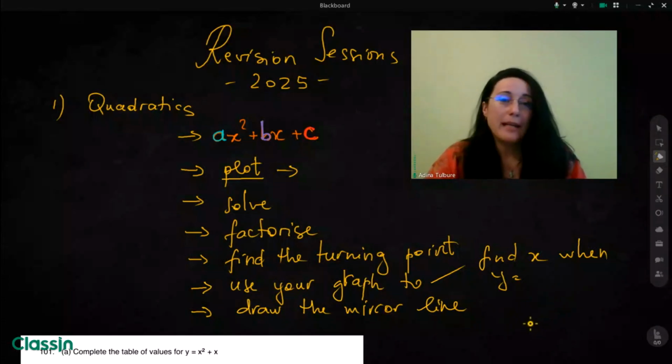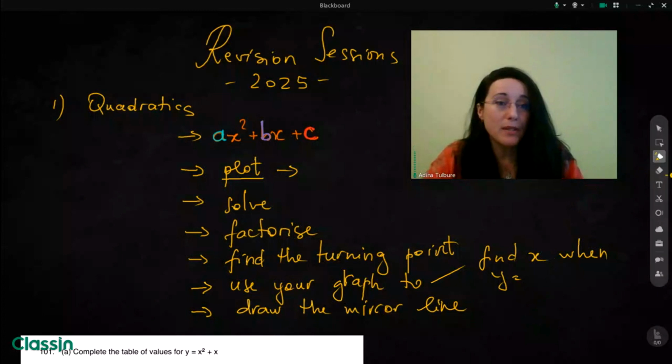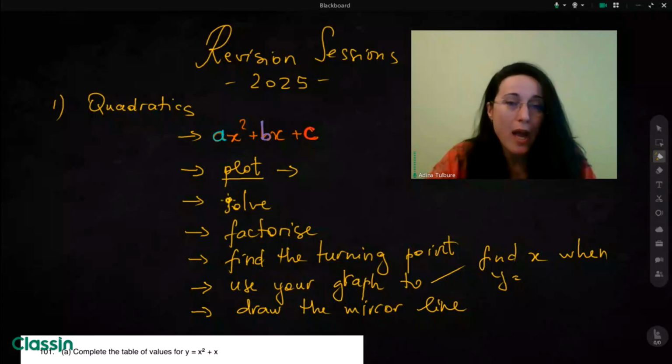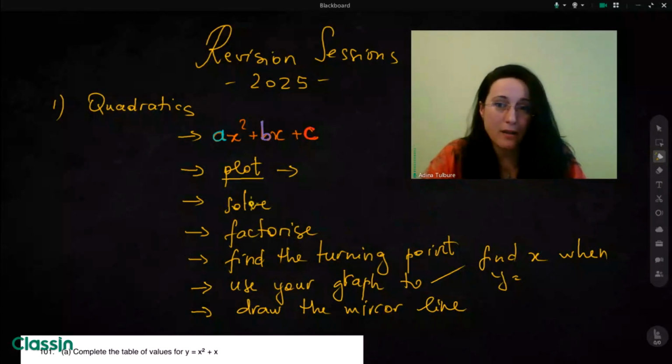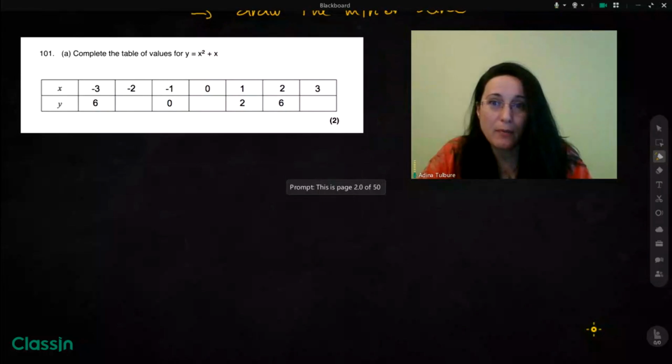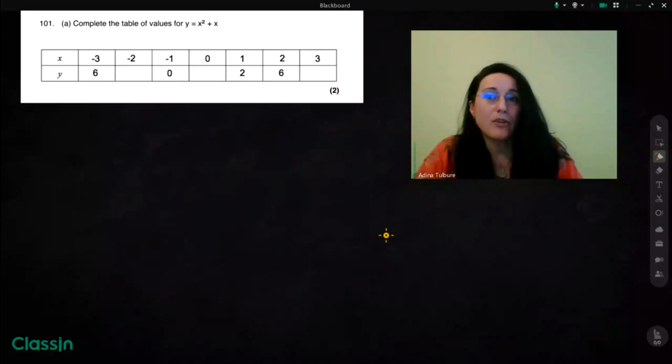All in all, let's start with the most difficult part. It's not difficult, it is a bit more complex because it involves substitution, and it's particularly harder for the foundation paper students. So for the students who sit the foundation paper, this is a bit harder. Let's go into one example. They would give you this table. So now let's identify the quadratic first.